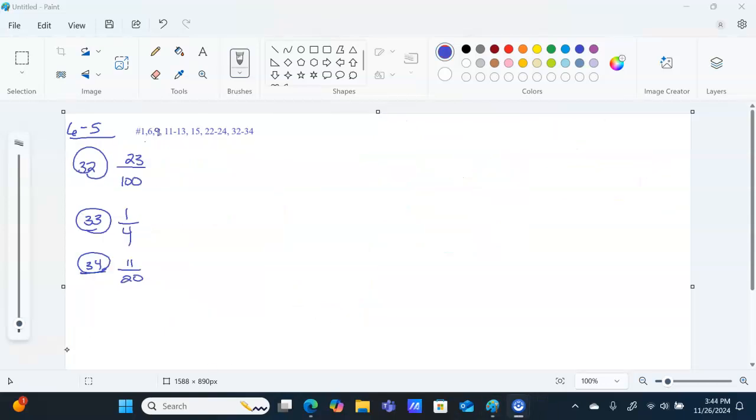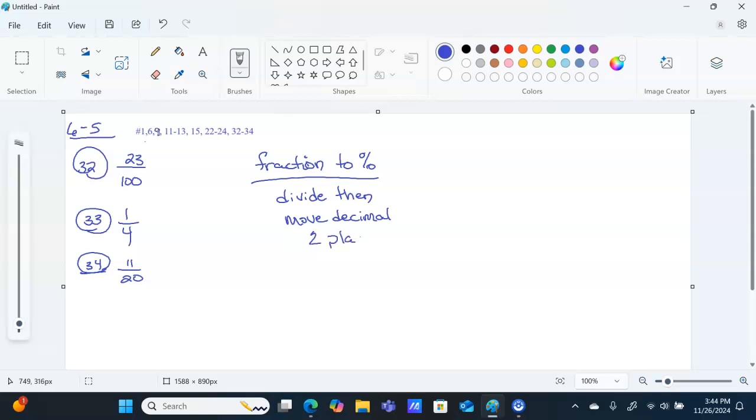Okay, in 32, 33, and 34, we're going from a fraction to a percent. And what we're going to do is divide our fraction. Then we're going to move the decimal. Basically, we'll get a decimal, and we'll move the decimal 2 places right and put in the percent. So we're just taking one extra step of actually dividing the fraction.